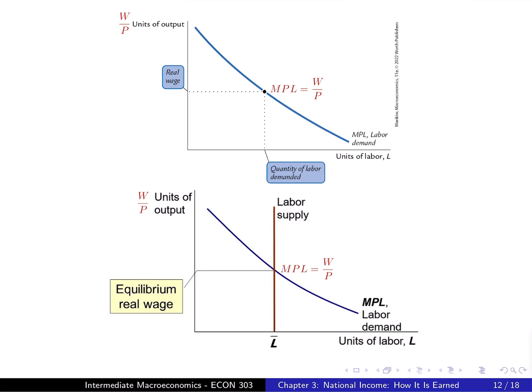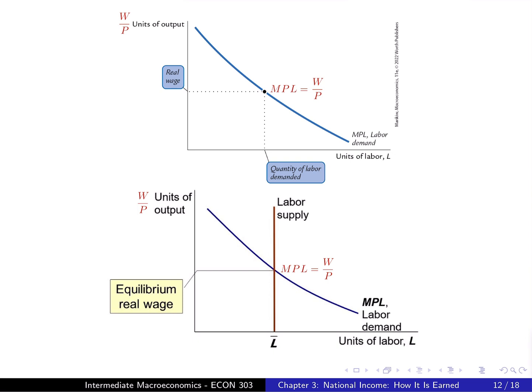Bottom graph, labor market equilibrium. Now we add the labor supply, which is vertical, perfectly inelastic, representing a fixed amount of labor, L bar. The intersection of the labor demand and labor supply curves determines the equilibrium real wage and the equilibrium quantity of labor employed, L bar.